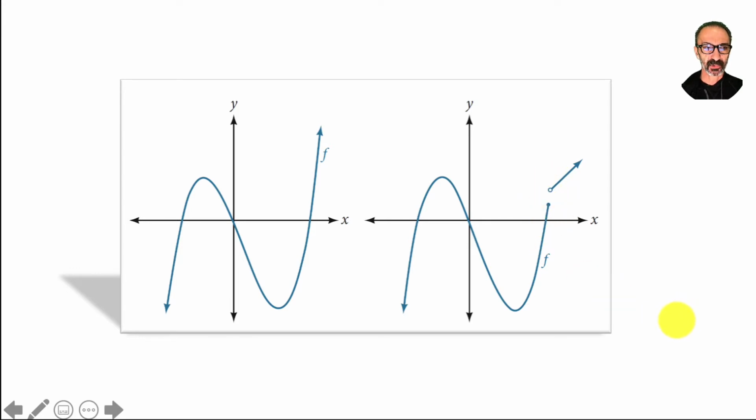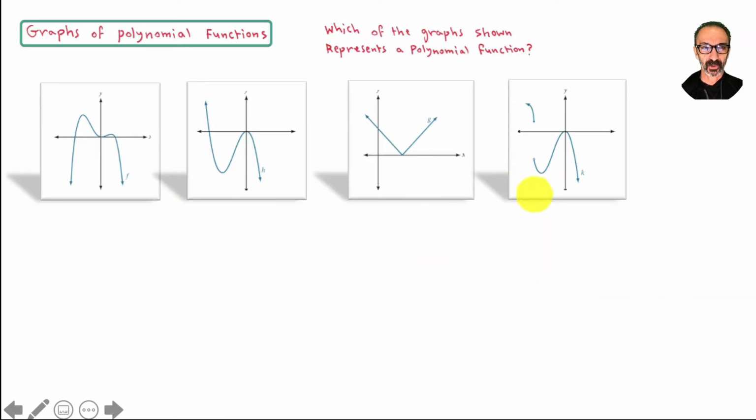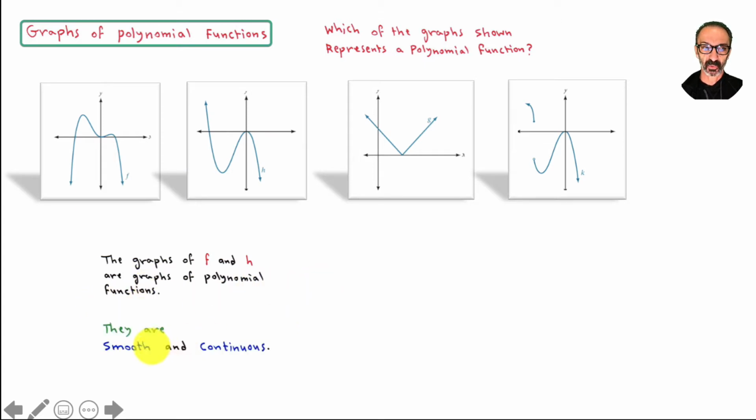Let's see more examples. I have 4 graphs right here, and it says which of the graphs shown represents a polynomial function. The graphs of f and h on the left are graphs of polynomial functions. They are smooth and continuous. That's kind of like the way we describe them, an easy way to describe them.